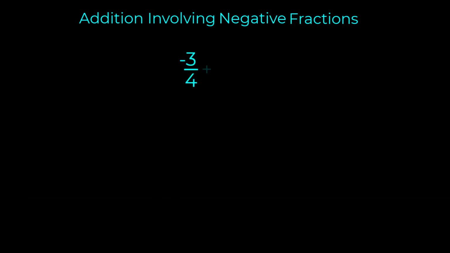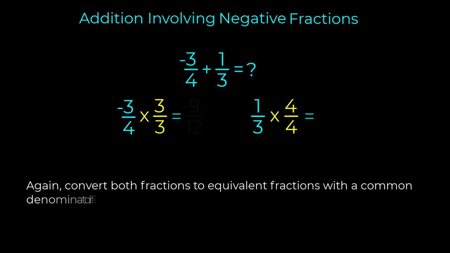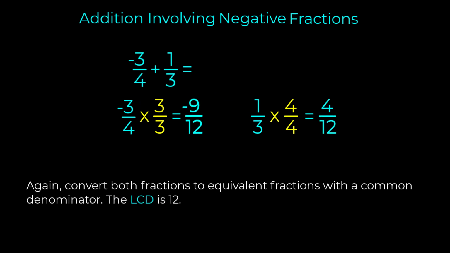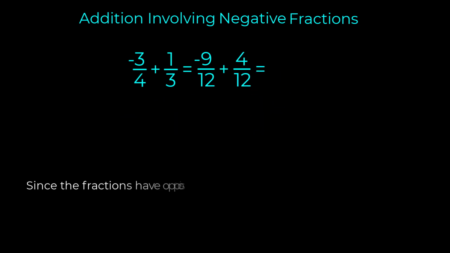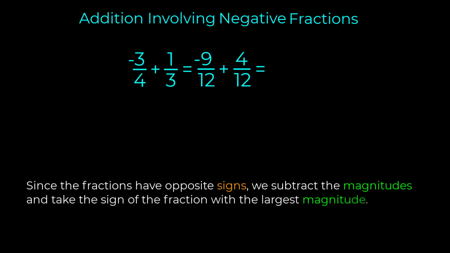What is -3/4 plus 1/3? Again, we start by converting both fractions to equivalent fractions with a common denominator of 12. We get -9/12 plus 4/12. The fractions are opposite signs, so we subtract the magnitudes and take the sign of the fraction with the largest magnitude. 9 minus 4 is 5/12. The fraction with the largest magnitude is negative, so the final answer is negative 5 over 12.